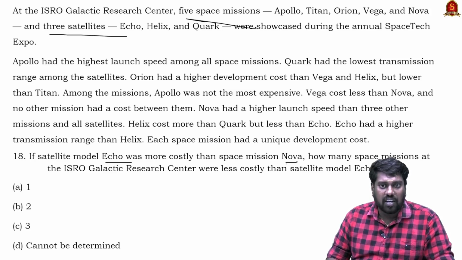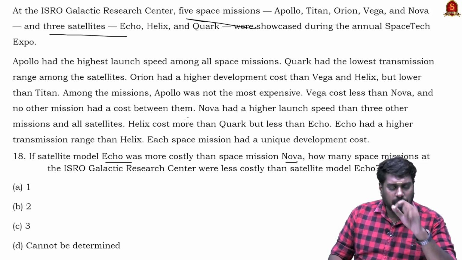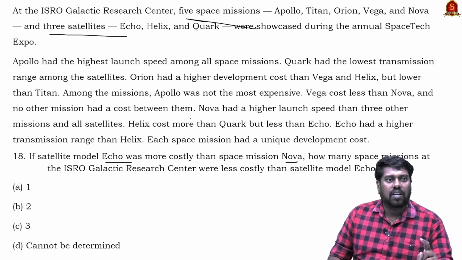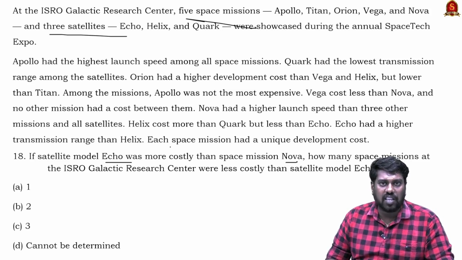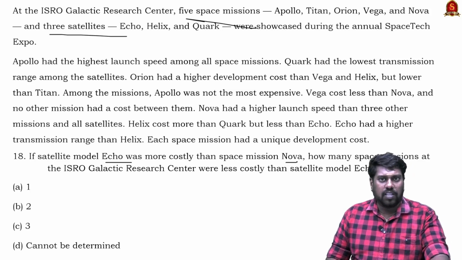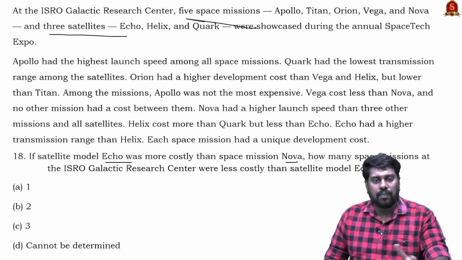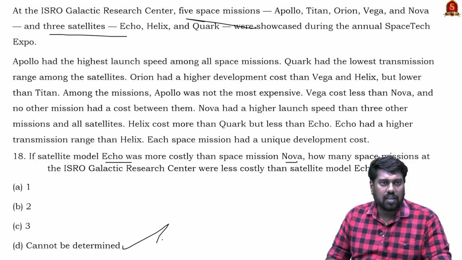The question is comparing one particular satellite and one particular space mission, but in the entire question we did not have a proper comparison between satellites and space missions. Yes or no? 3 separate satellites are there, the comparison is given with respect to those 3. 5 space missions are there, in which the comparison is given between 5 space missions, but the question is specifically asking with respect to one space mission and one satellite. So when the comparison is not given, will you be able to find out the answer? Definitely no. So the answer is cannot be determined.